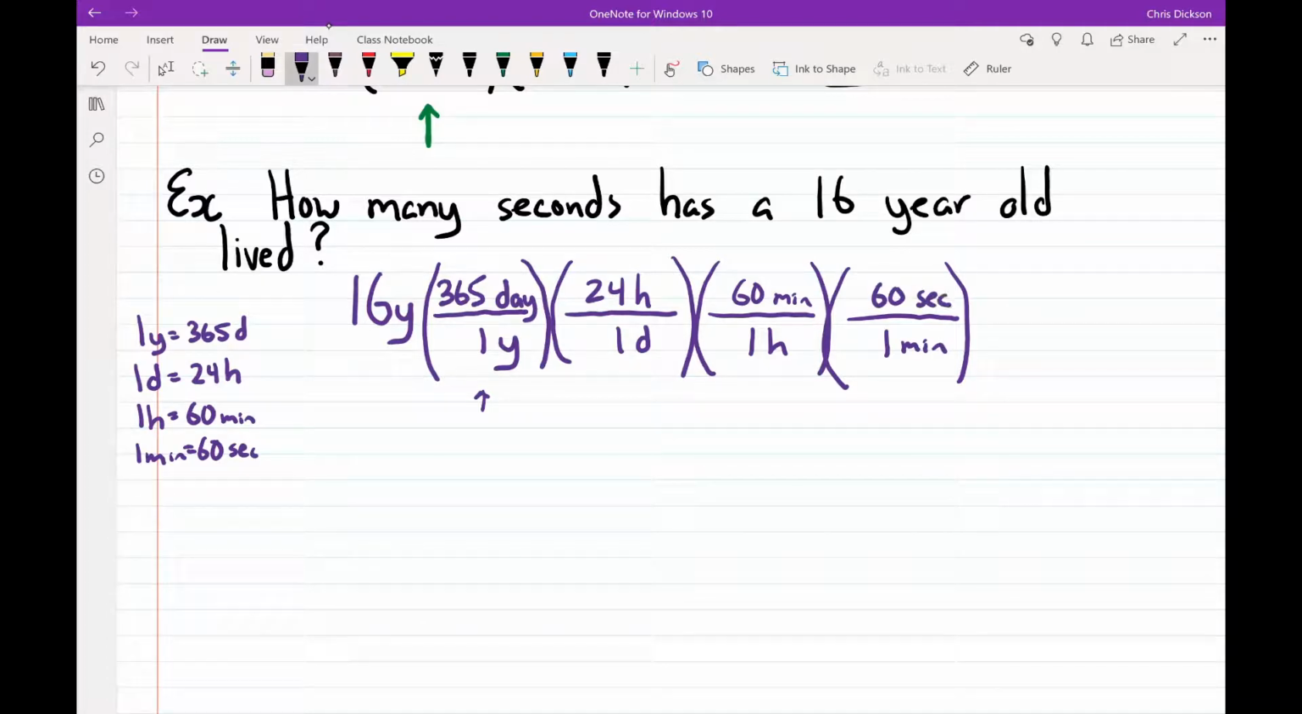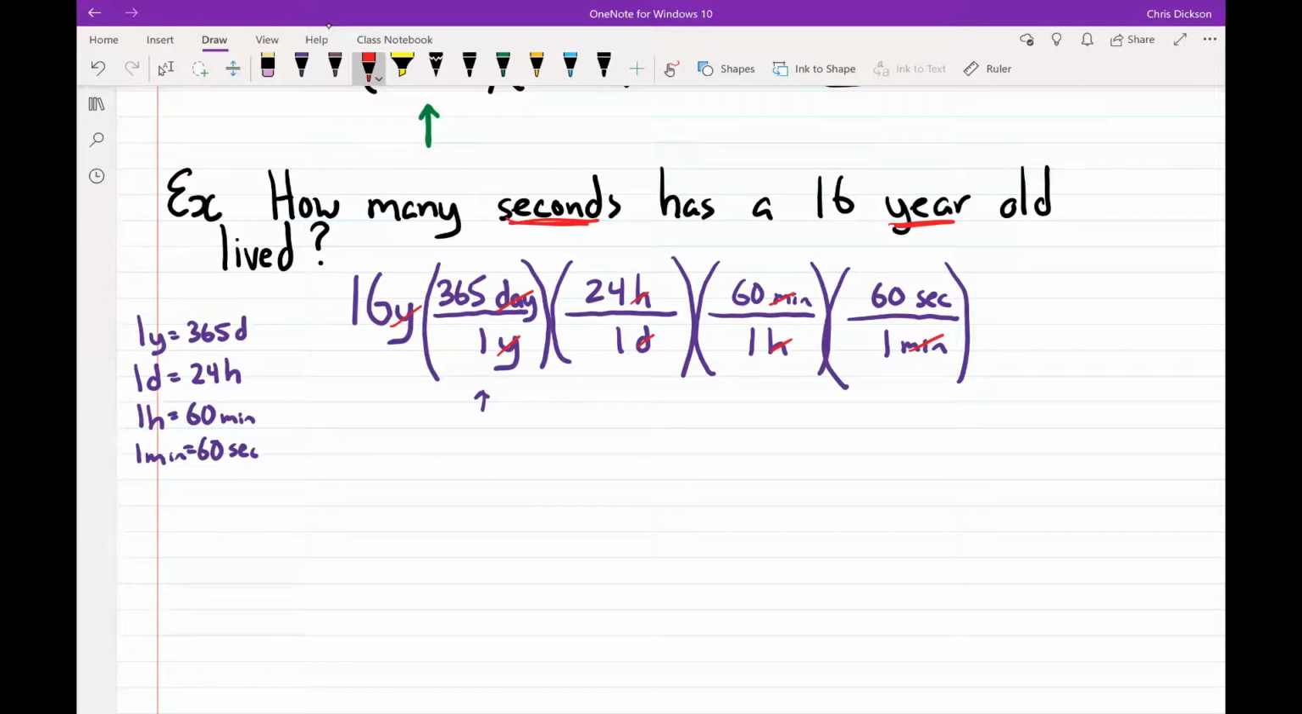Let's just check our conversions to make sure things cancel out the way we want them to. We're trying to go to seconds, but we're starting in years. So first of all, the years cancel. The days cancel, the hours cancel, the minutes cancel, and my last time unit here would be seconds. So I just take my mighty calculator and I times these things out. 16 years old times 365 days per year times 24 times 60 times 60.